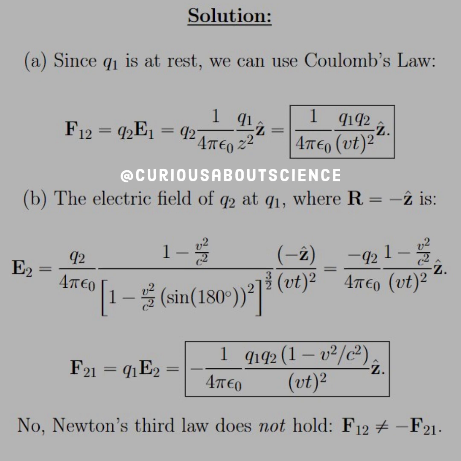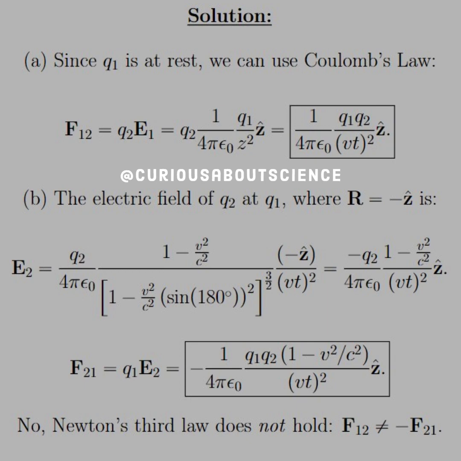Multiply that by Q1 to get the force F21. And we see that we're left with negative 1 over 4 pi epsilon naught Q1 Q2, times (1 minus v squared over c squared), divided by (vt) squared in the z direction. So no, Newton's third law does not hold. F12 does not equal minus F21. We saw that before with the throwback to chapter 8, which is actually two questions ago, or three, whatever.